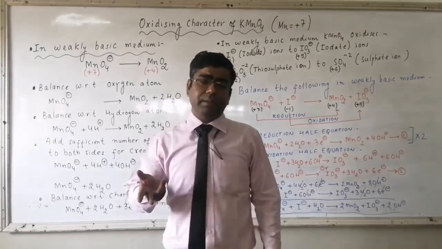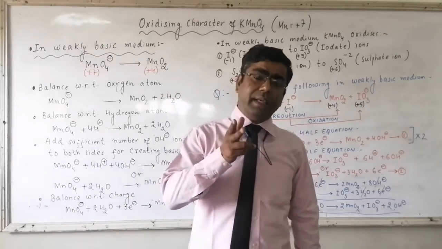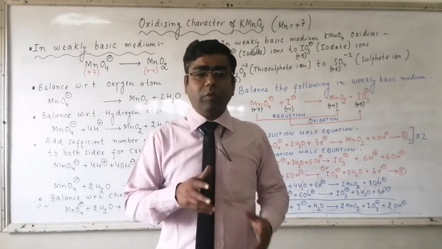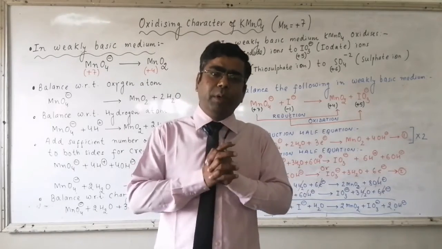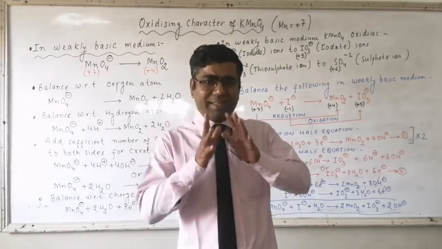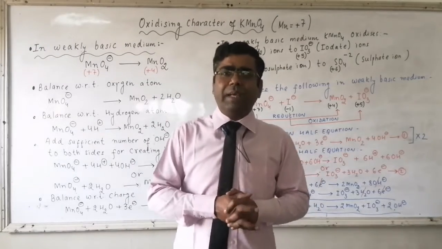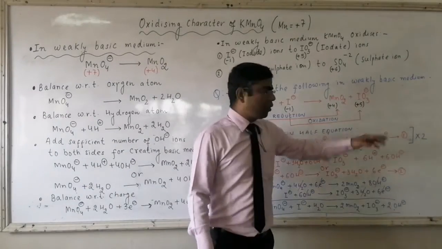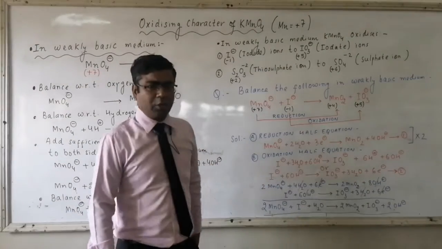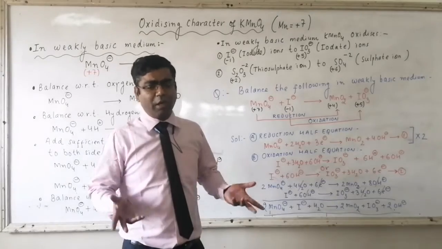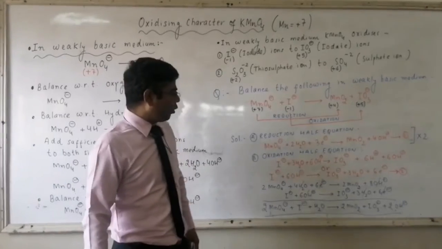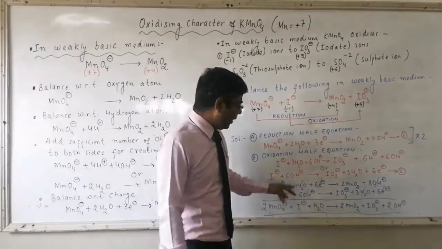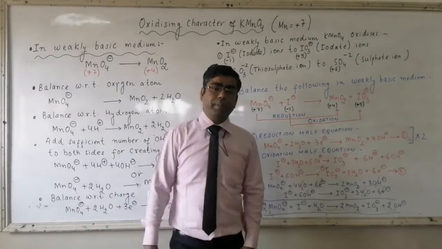Now step number 2 is balance with respect to oxygen atoms. What we do? We add a sufficient number of water molecules to the side where oxygen atoms are deficient. So here we have 3 atoms of oxygen on the product side and the reactant side falls short by 3 atoms of oxygen. So we will add 3 molecules of water towards the reactant side. So here we have added 3H2O.